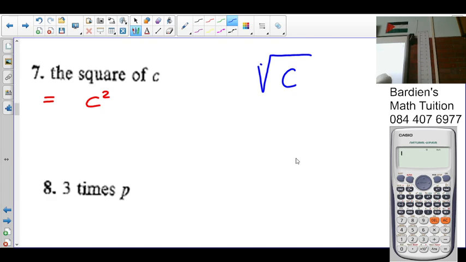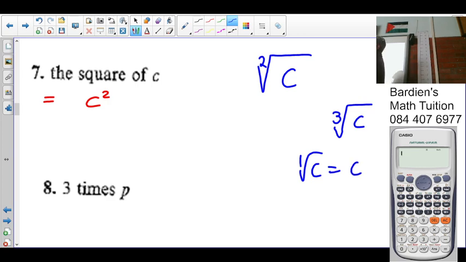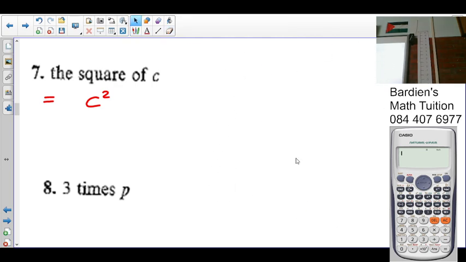Who can tell her what is there if there's nothing? A 3. If there was a 3, I would have put a 3 there. That's a cube root of C. But if there's nothing, there's a 2. You won't get the first root of something. That's why if there's nothing written here, then we know there's a 2. Make sense? Alright.